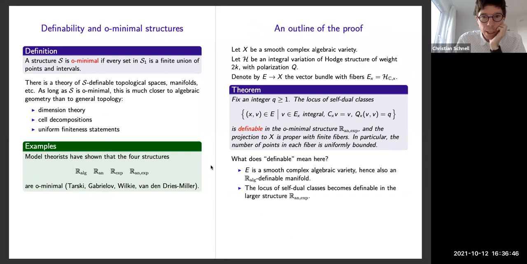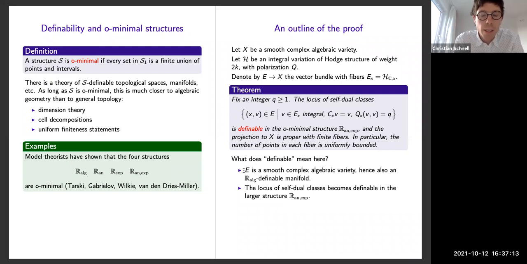And so let me maybe get back to this theorem. I've stated this one more time here, because I want to stress the definability now. When I say this locus of self-dual classes is definable, what it means is that it sits inside of this vector bundle E, which is an algebraic vector bundle. So E is an algebraic variety. In particular, it is a definable manifold over R alg, right?